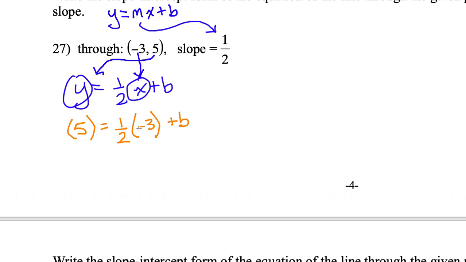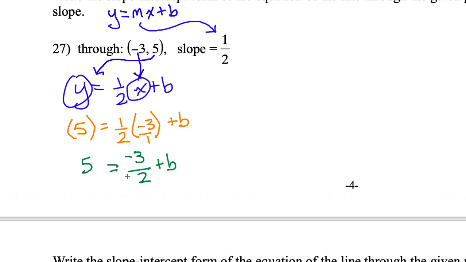I'm going to simplify this right-hand side. This is technically -3 over 1. You can always put anything over 1. And I'm going to multiply straight through. On the top, 1 times -3 is -3. On the bottom, 2 times 1 is 2. So I now have the equation 5 is equal to -3/2 plus b.